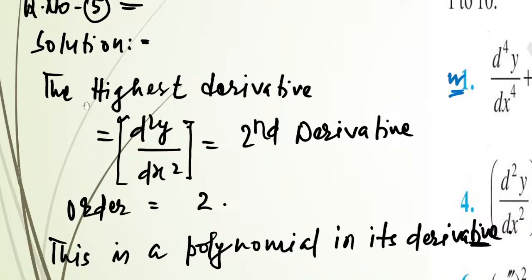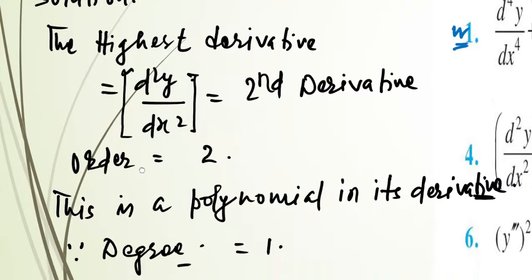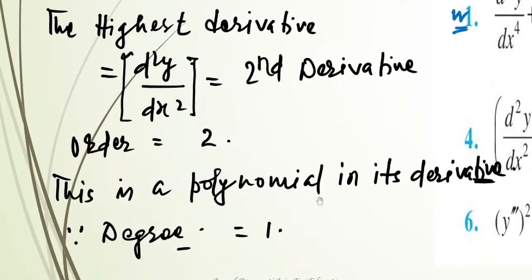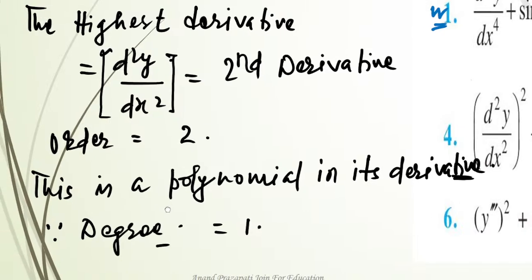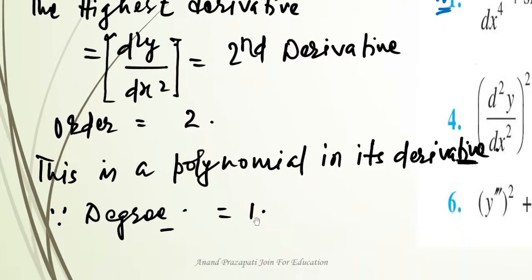So from the question it is clear that the highest derivative is d square y by dx square, and this is the second derivative. Therefore, the order of this differential equation will be 2. This is a polynomial in its derivative, and the maximum power of the highest derivative is 1. So the degree of this differential equation is 1.